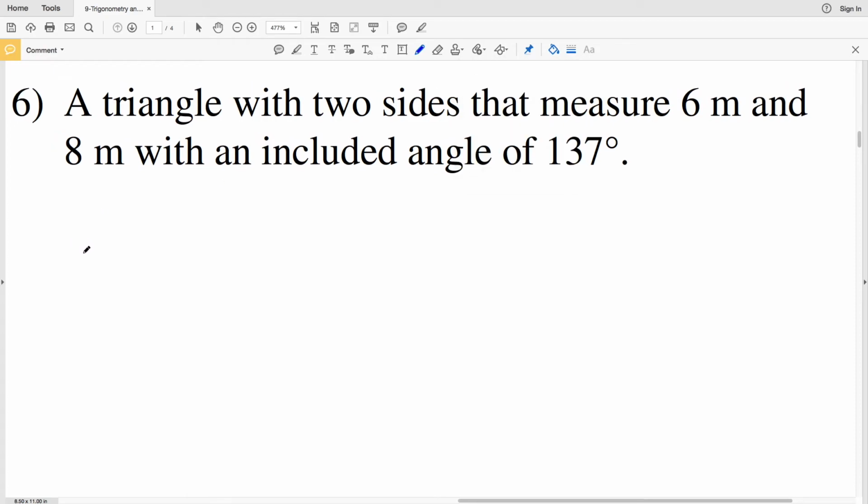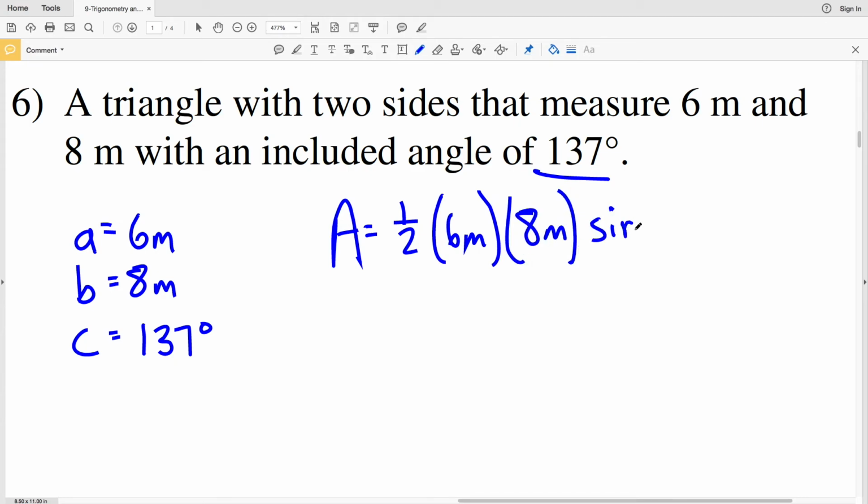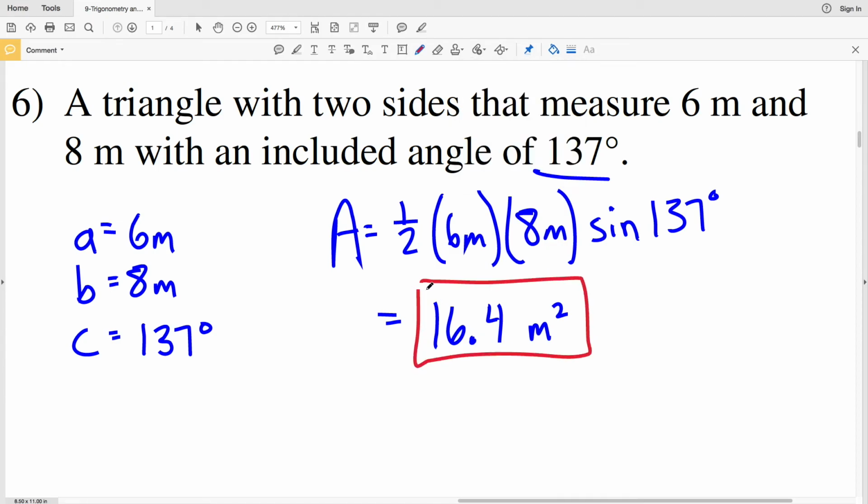And number 6, a triangle with two sides that measure 6 meters and 8 meters with an included angle of 137 degrees. So because that angle is included, we can use our formula. So 6 meters for A, 8 meters for B, and C is 137 degrees. So area equals 1/2 of 6 meters times 8 meters times the sine of 137 degrees. 1/2 times 6 times 8 times the sine of 137 will give us 16.36, which rounds to 16.4, and our units is meters squared. 16.4 meters squared for number 6.